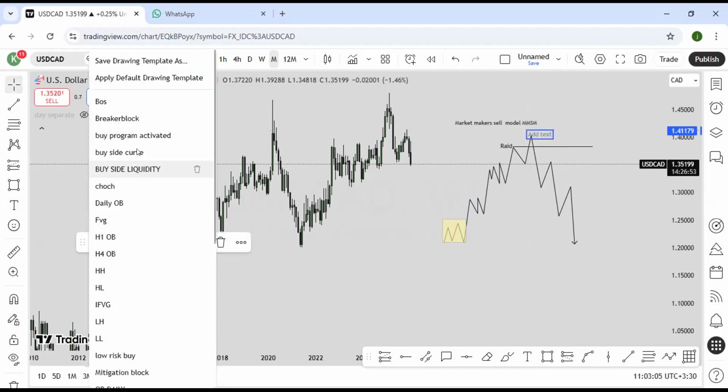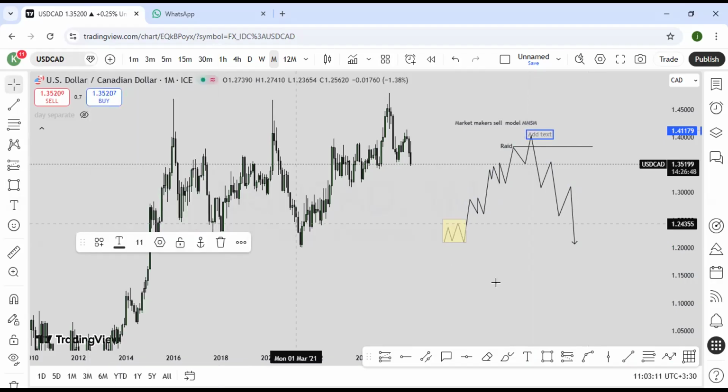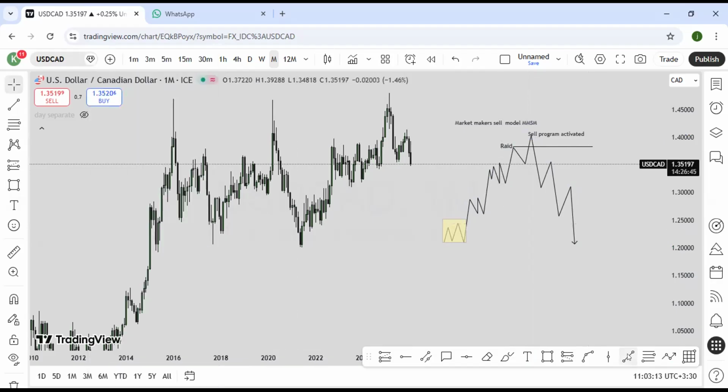The moment you hear me say where is the market starting from, where is it coming from, you just know you're looking for the 3 elements: a raid, a sell program activation, and a chart. So if you don't see them, it shows you don't know where price is coming from. You have got it? So where do you enter? You enter from a fair value gap, which will be somewhere there.